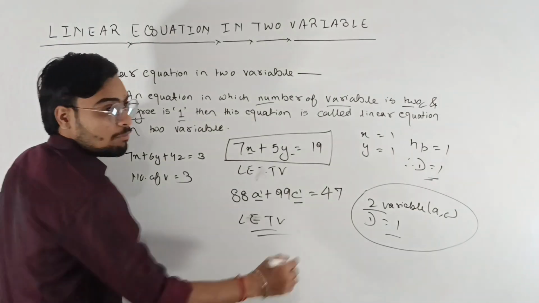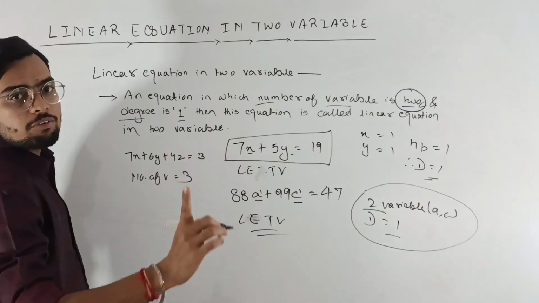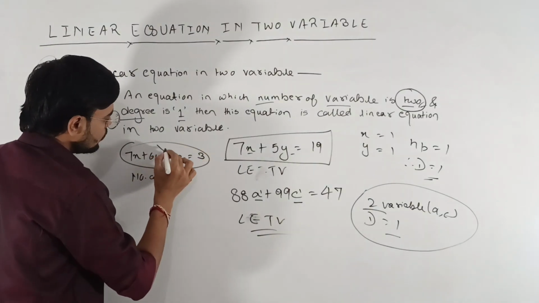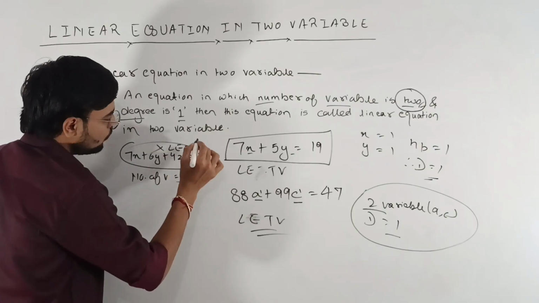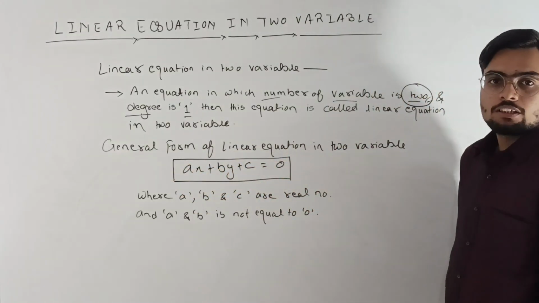The number of variables is 3, but we need the number of variables to be 2. When the number of variables is 2, then the equation is a linear equation in two variables. Now we have 3 variables. That's why this equation is not a linear equation in two variables. Understood? Now let's see the general form of a linear equation.